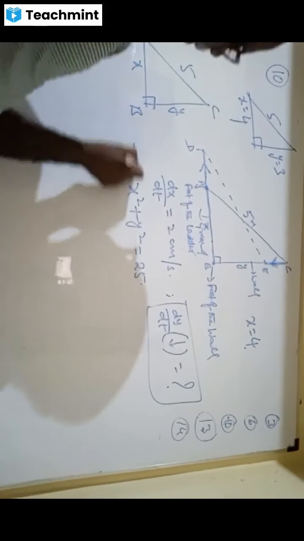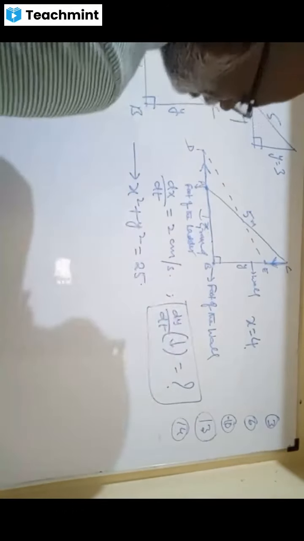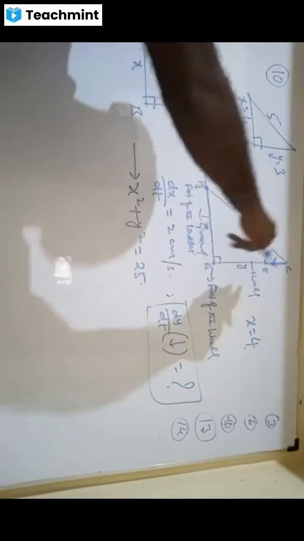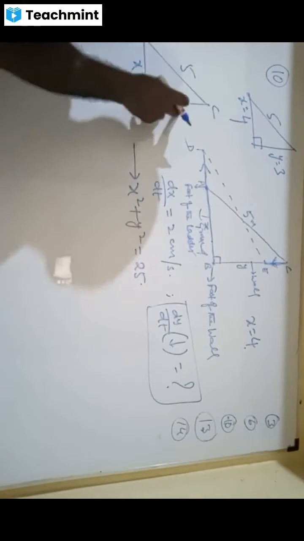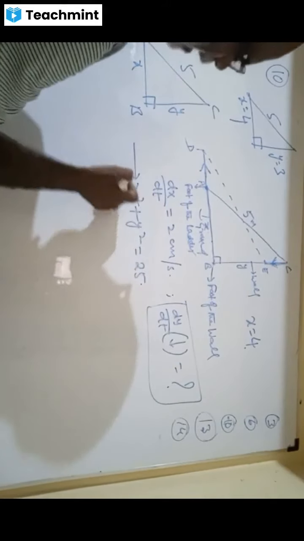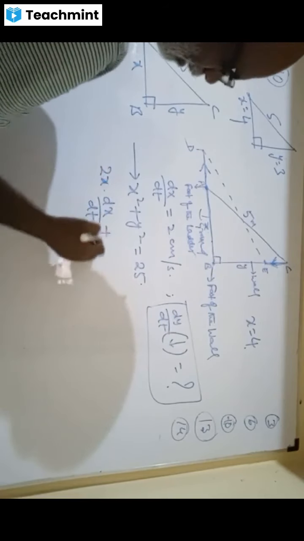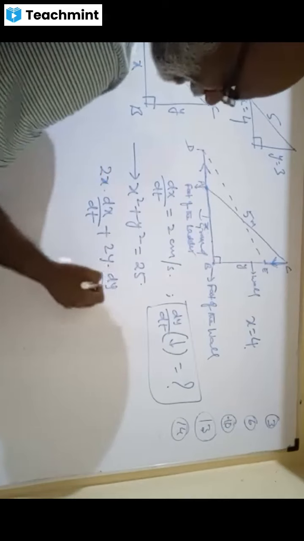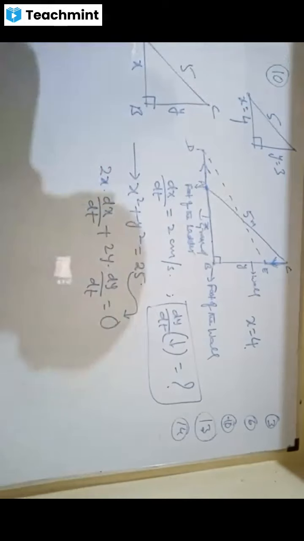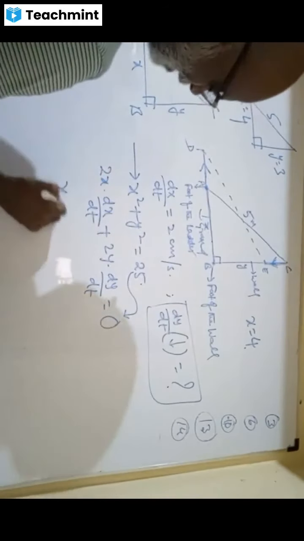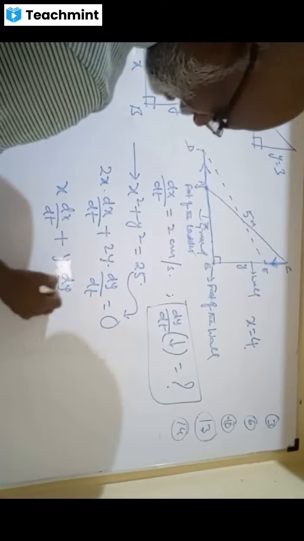We set the function first. To find dy by dt, we need a relation, because it depends on x also. So you should have a relation between x and y. So x square plus y square equal to 25, ma. If you differentiate it, 2x into dx by dt plus 2y into dy by dt is equal to 0. Differentiation of 25 is 0. Divide with 2, you get x into dx by dt plus y into dy by dt equal to 0.